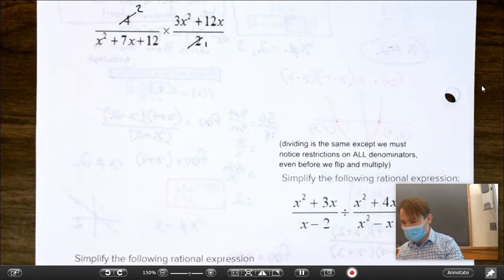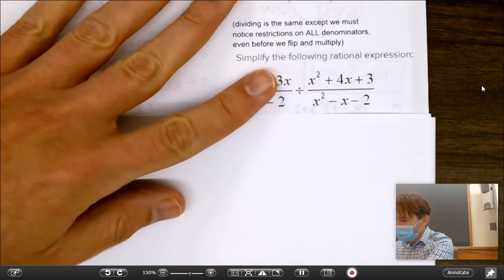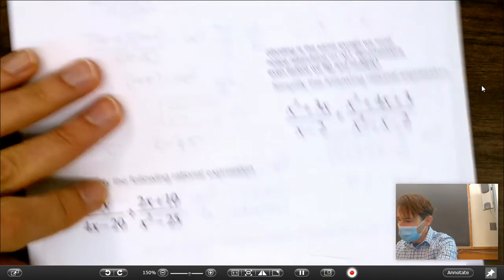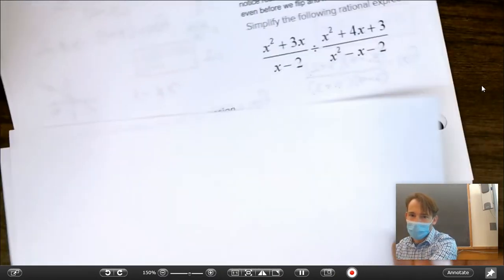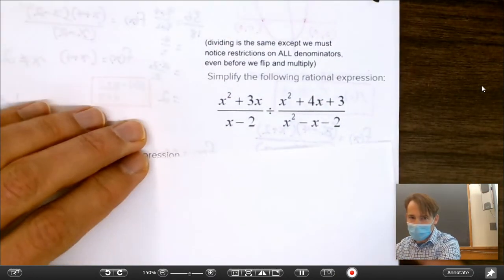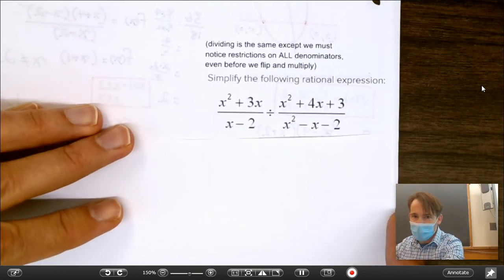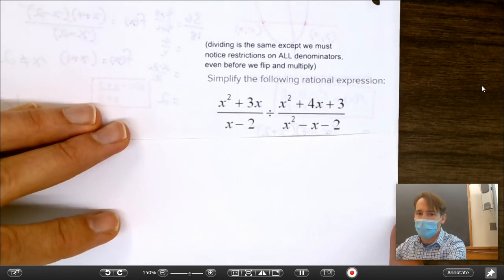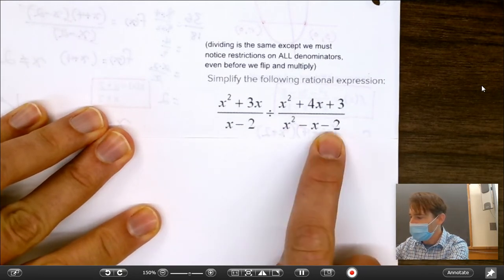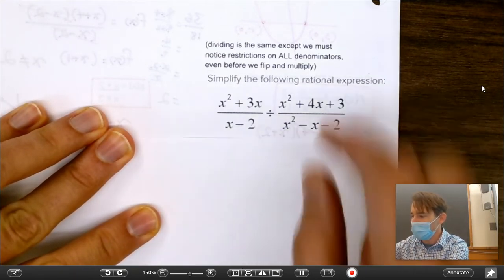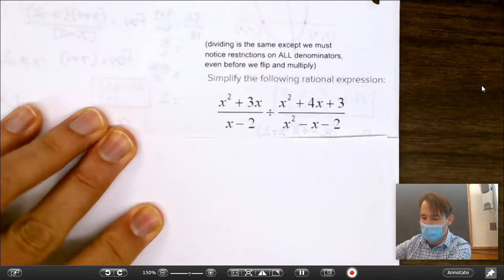All right, so now let's take a look at dividing. So we'll do this one together, and then you'll do this one on your own in just a second. When I'm dividing, it's the same, but we need to notice restrictions on all denominators, even before we flip and multiply. So if this gives us restrictions, those restrictions are still in effect even after we flip and multiply.